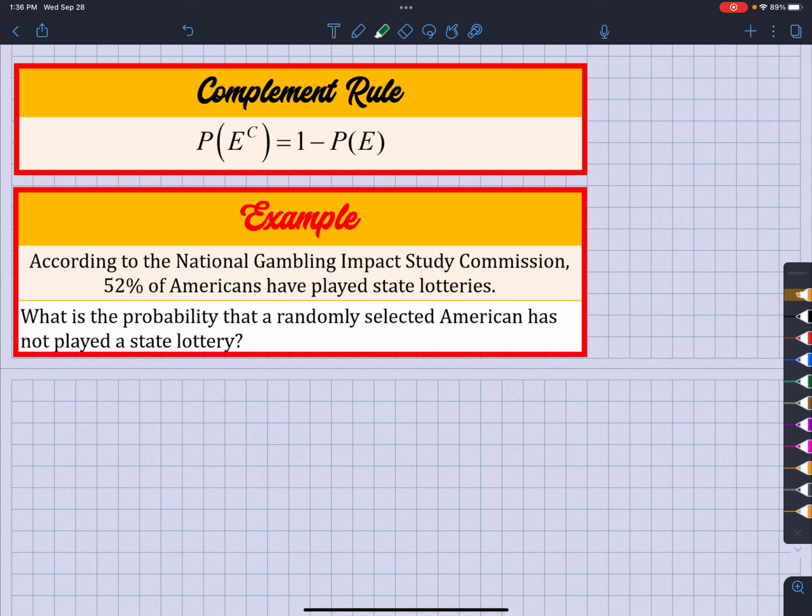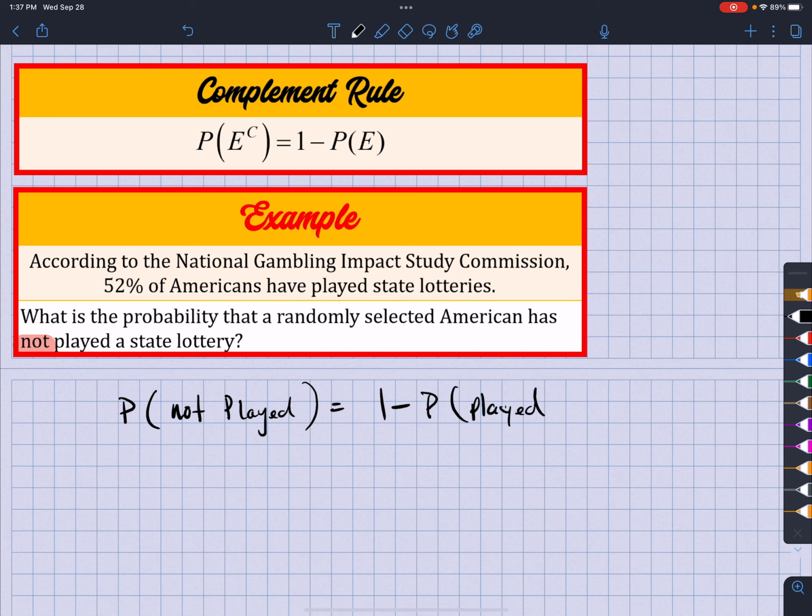All right, so the keyword is not. If the keyword is not, that means I want the complement. So I want the probability of not played. That's going to be 1 minus the probability of played. Well, 1 minus 0.52, because 52% have played, is going to equal 0.48. That would be the probability of not played, and that's what the complement would be.